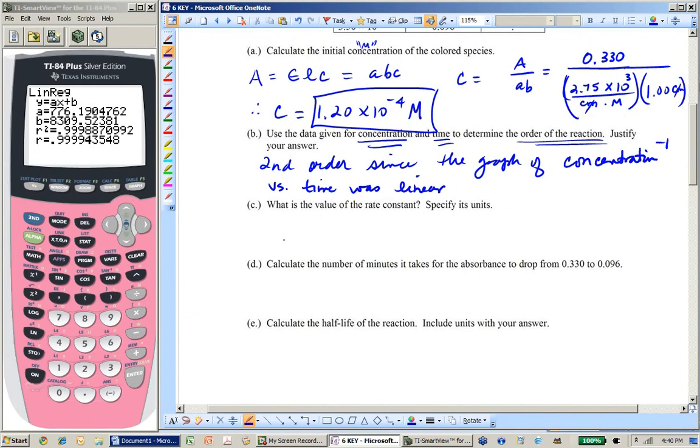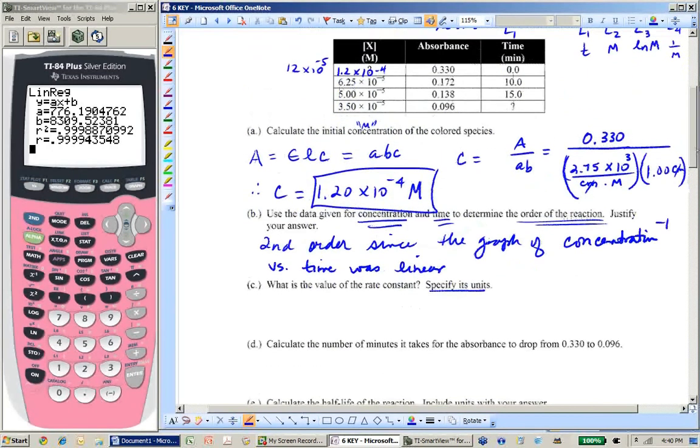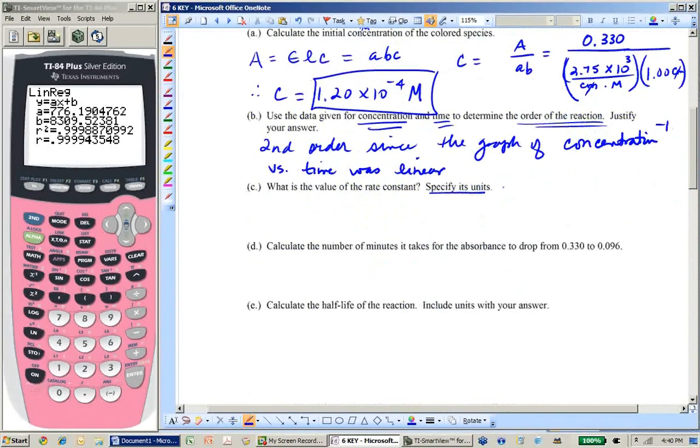What is the value of the rate constant? Specify its units. We just said this is second order overall. So two fingers up for second order overall. So one molarity in the denominator, drop a finger, and the time is minutes. So I know that the units for k are going to be molarity to the -1, minutes to the -1.